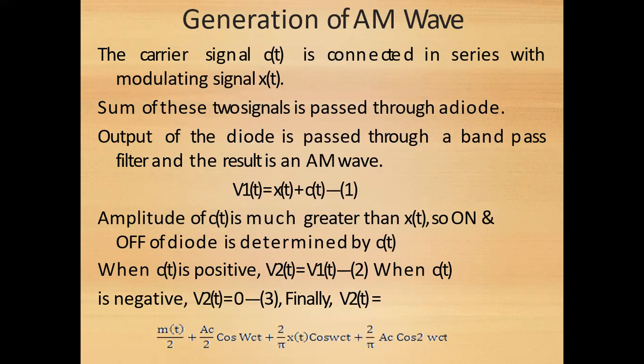Here the carrier signal is connected in series with our modulating signal, we know that. Then the summation of x of t and c of t is applied to a diode. I will represent v1 of t equals x of t plus c of t. Then the output of the diode is passed through a bandpass filter and results in an AM wave. That we can observe in our equation also.